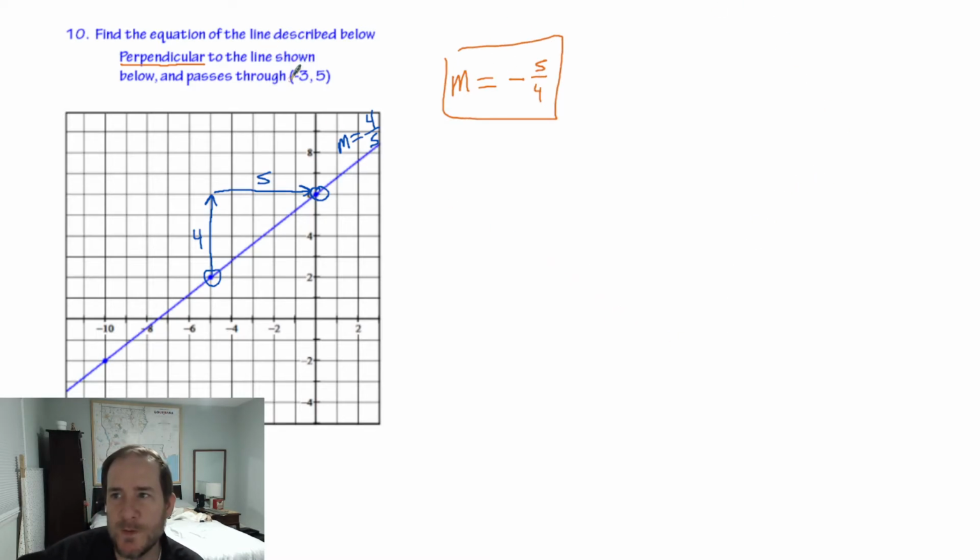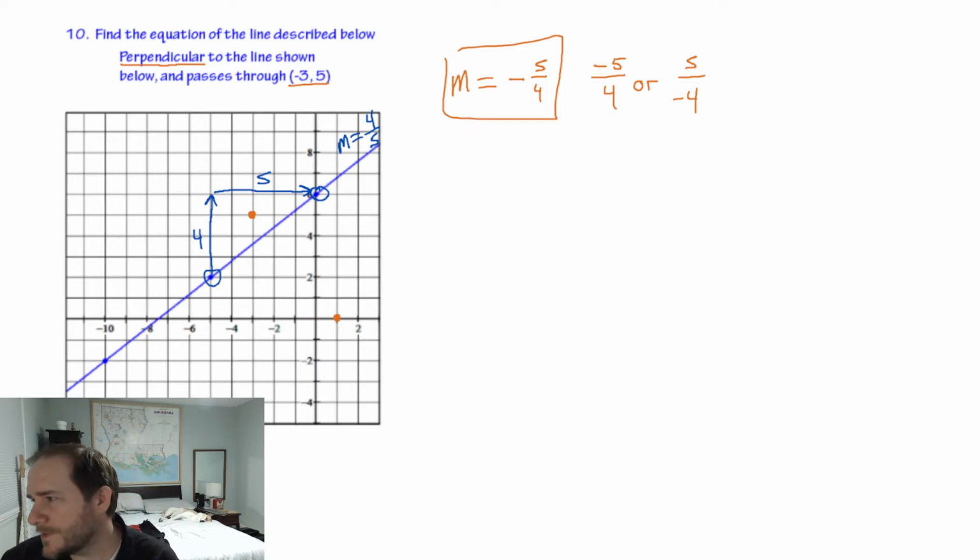Okay, what else? We're supposed to pass through negative 3, 5. Where's that? Negative 3, 1, 2, 3, 4, 5. We're supposed to pass through that point there. All right, what do we do now? Well, we use our slope. And our slope could be negative 5 over positive 4, or you could treat it as positive 5 over negative 4. If I do this, then I should be dropping down by 5 and then running 4 to the right. So from here I'll drop down 1, 2, 3, 4, 5, and I'll run 1, 2, 3, 4 to the right.